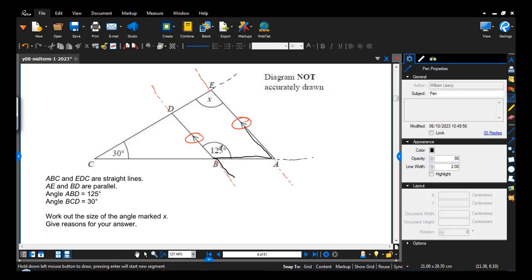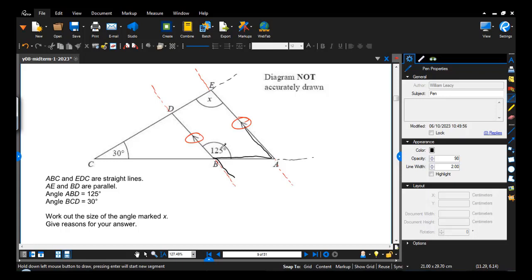The co-interior angles add to 180. So that plus that equals 180. And here this line also cuts across these parallel lines. So what do you know about that plus that? You're going to have to use that fact. You're going to have co-interior angles here and here, and then you need to find the size of the angle marked x.